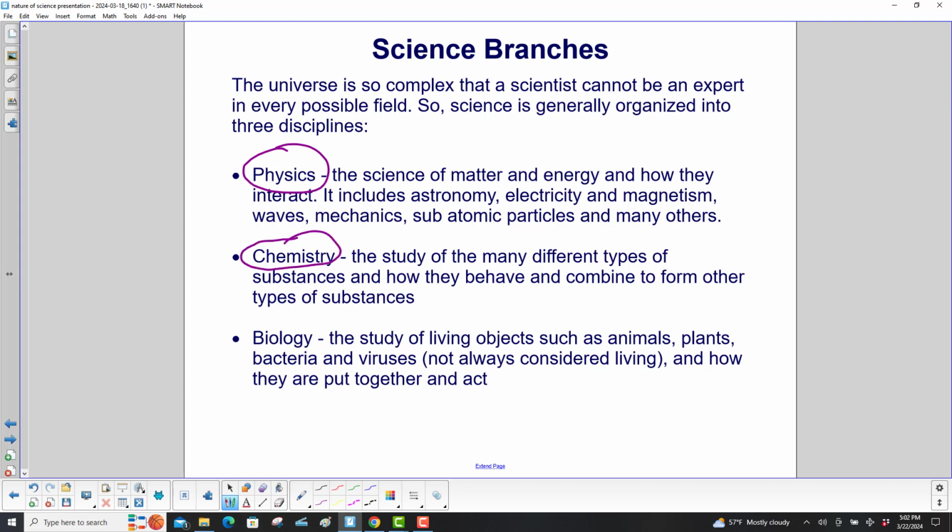Then we have chemistry, the study of the many different types of substances and how they behave and combine to form other types of substances. And biology, the study of living objects such as animals, plants, bacteria, viruses, which are not always considered living, and how they are put together and act.